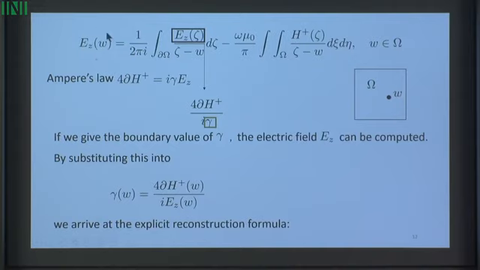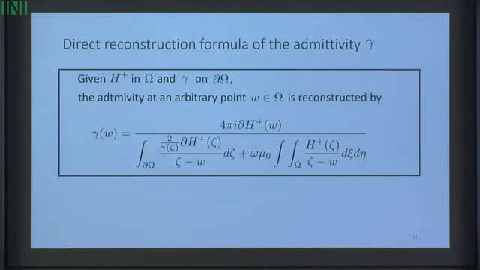So by substituting this electric field into this denominator here, we arrive at the explicit reconstruction formula. This is the main result of this talk. Given H plus in the region of interest and electrical property values on the boundary, the admittivity at an arbitrary position inside omega is reconstructed by this form.